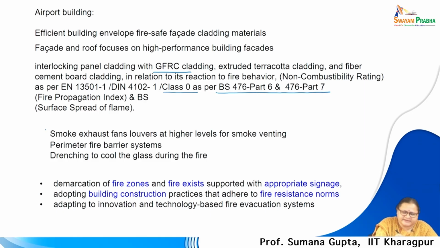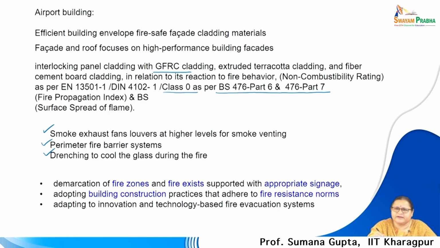So, what is to be taken care? Smoke exhaust, perimeter fire barrier, drenching or to cool the glass during fire. We have talked of drenching, fire drenchers. For tall buildings or high rise buildings, we will again talk on that. Perimeter fire barrier system means there will be a flush of water on the glass facade or on the facade of the airport building, that will cool the material and the fire will not propagate further.